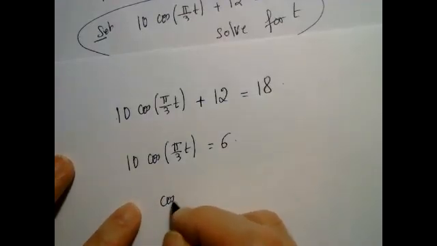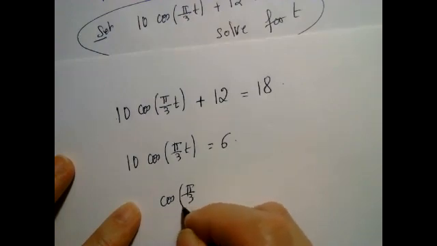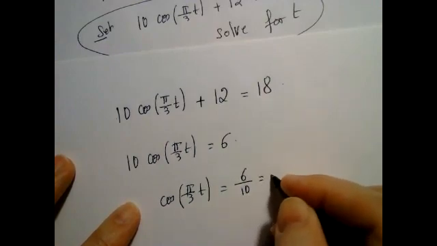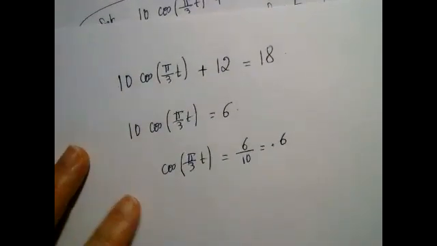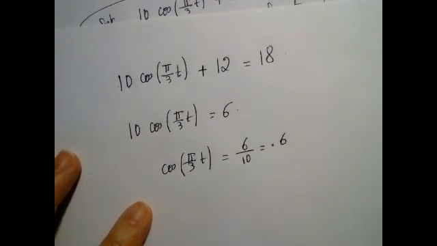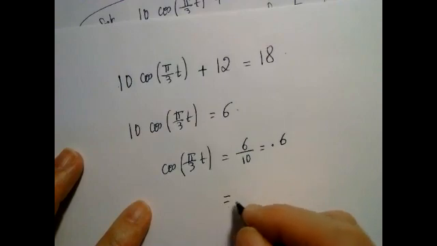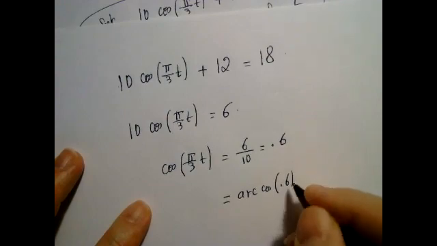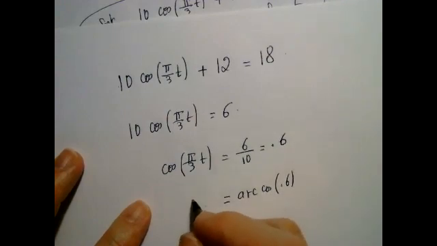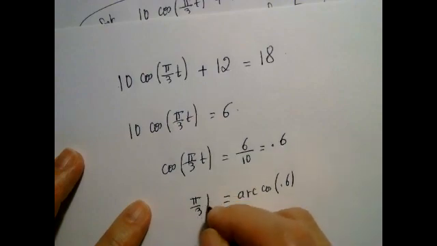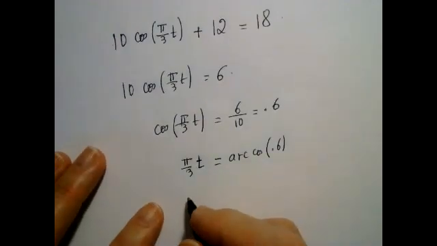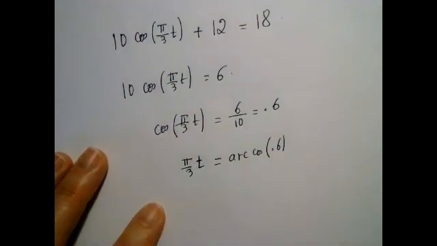Okay, and then divide both sides by 10, which is 0.6, right? Yes. That's an easy number. And then I took the arc cosine of 0.6. So I put that on the right. What do you want me to put on the left? Pi over 3 t is equal to that. And when I took the arc cosine of 0.6, I got 2.913.